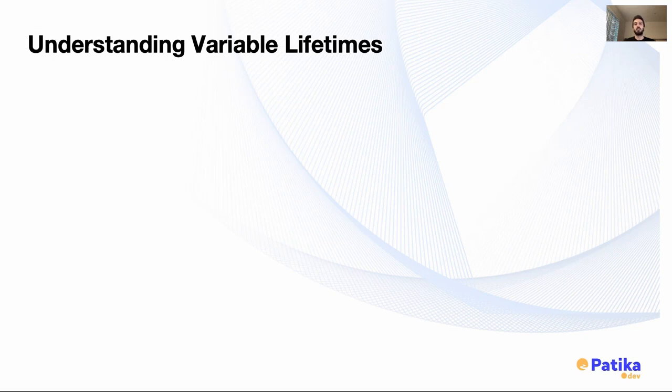In Rust, variable lifetime refers to the duration for which a variable is valid and accessible within a program. Understanding variable lifetime is crucial for memory safety because it helps prevent common memory-related issues such as use after free and data races. The Rust compiler, known as the borrow checker, enforces strict rules around variable lifetimes to ensure memory safety. Here's a simple explanation of how it works.